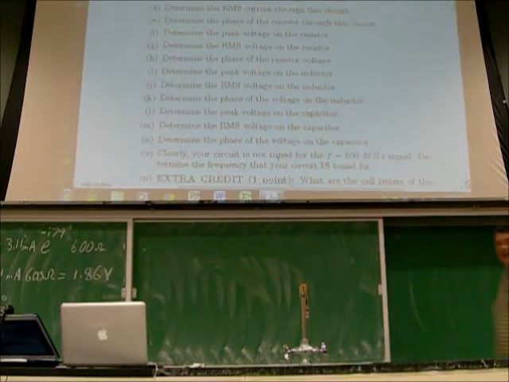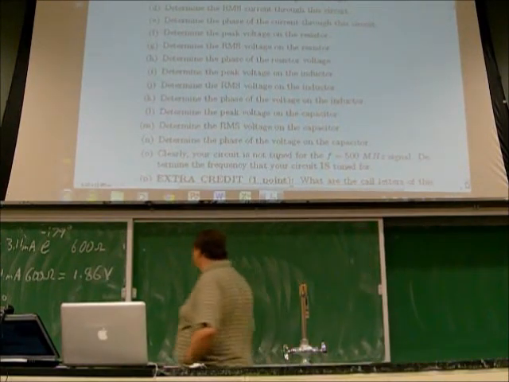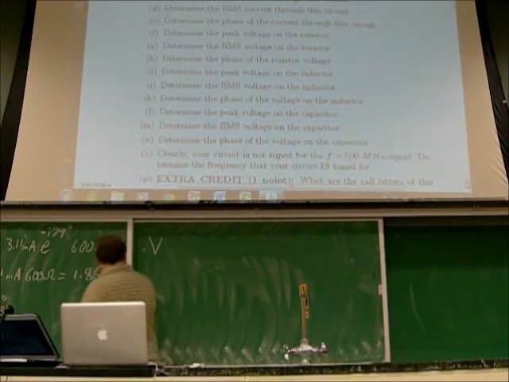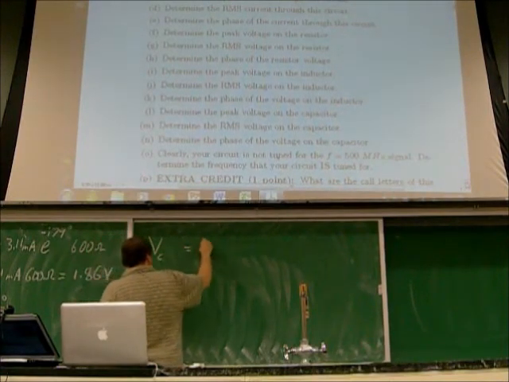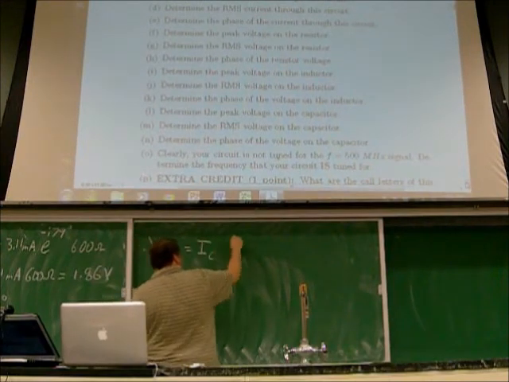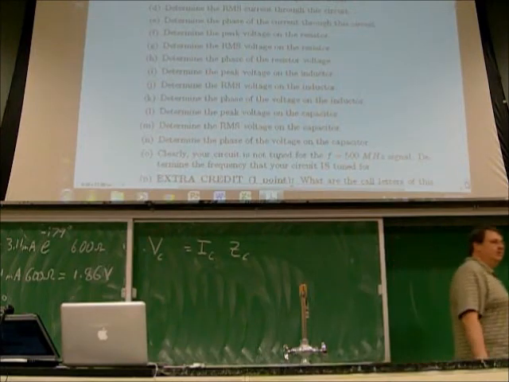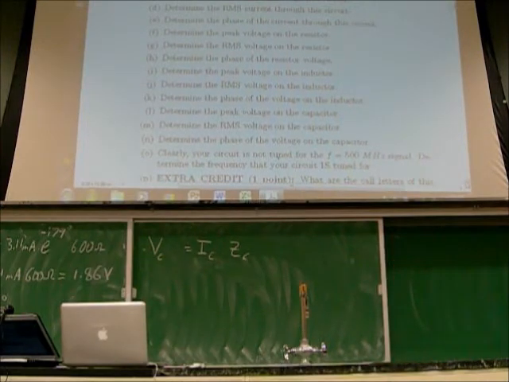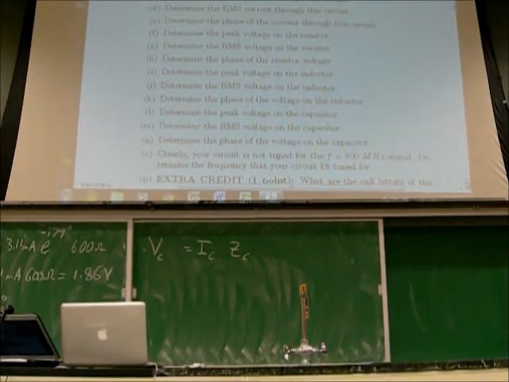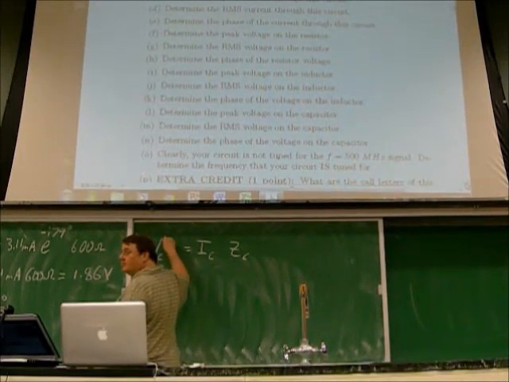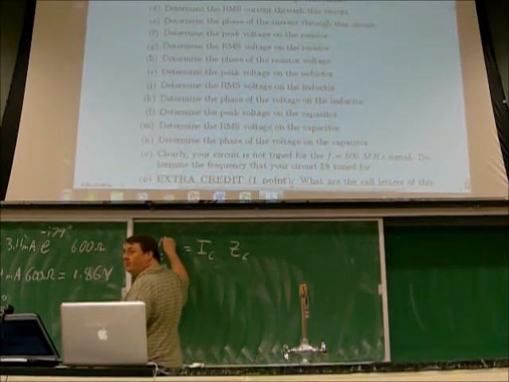Okie doke. Next calculation is V sub, pick one. Capacitor. Oh, by the way, why am I able to use the total current both for the resistor and for the capacitor and for the inductor? Because they're in series and all elements in series have exactly the same current. So, P for RMS.